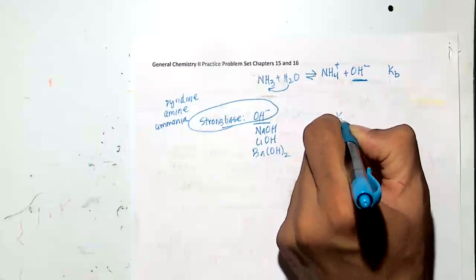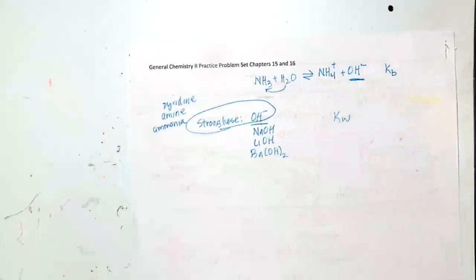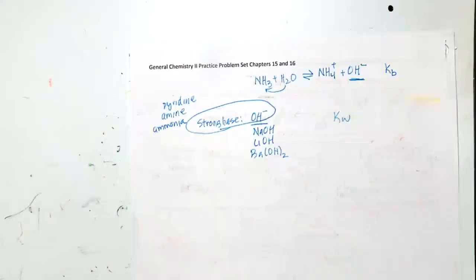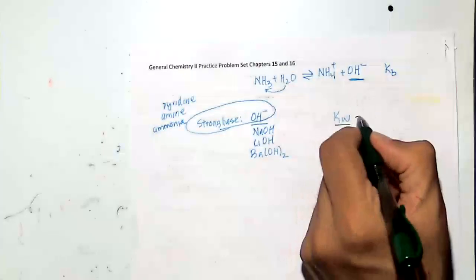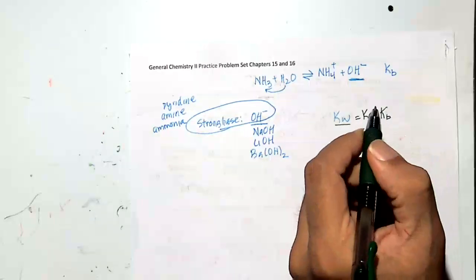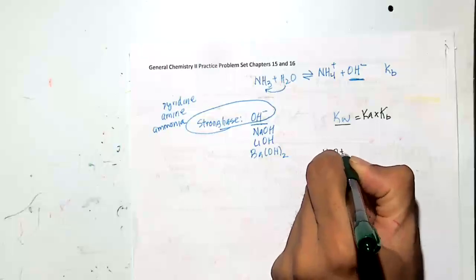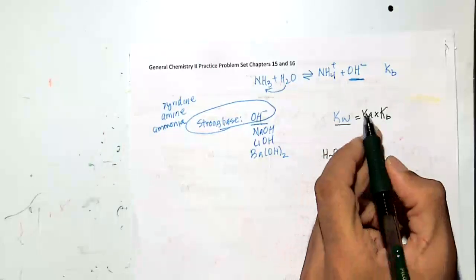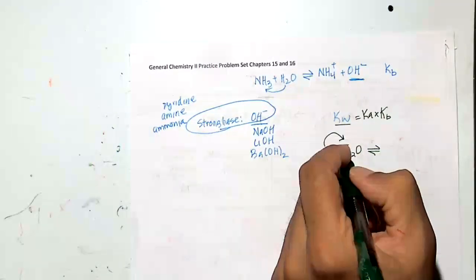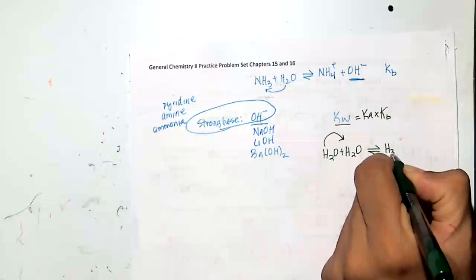There's a question here on Kw. Do you guys know the equilibrium equation for Kw? What's the equation? Ka times Kb. Okay, the reaction. This is correct. What's the reaction? It's water reacting with itself. One of the water will serve as the acid, the other water will serve as the base.